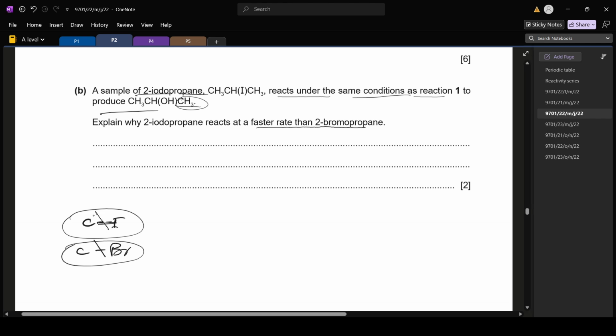Okay, so what will you write? The C-I bond is weaker because it has lower activation energy. Okay, so this reaction has lower activation energy, so this reaction happens at faster rate.